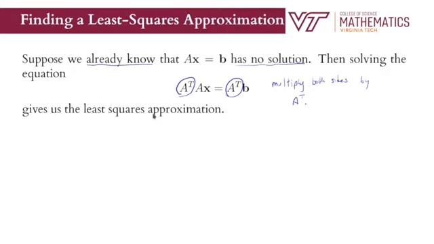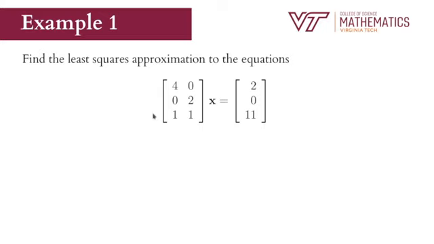That's the process. We have a system, it doesn't have a solution. We can multiply both sides by A transpose, and then we do get a solution. That will be our least squares approximation. So I'm going to do a couple of examples, and then we'll talk about why this works. So let's try this one here. Find the least squares approximation to these equations.